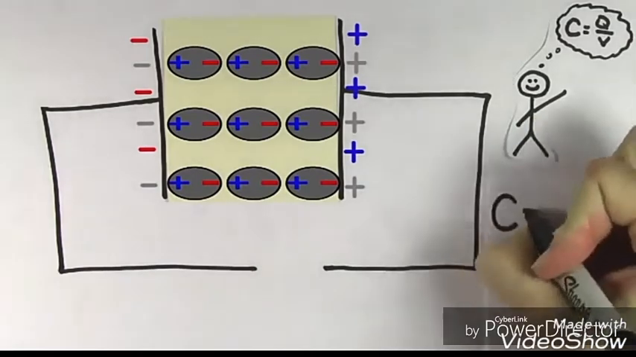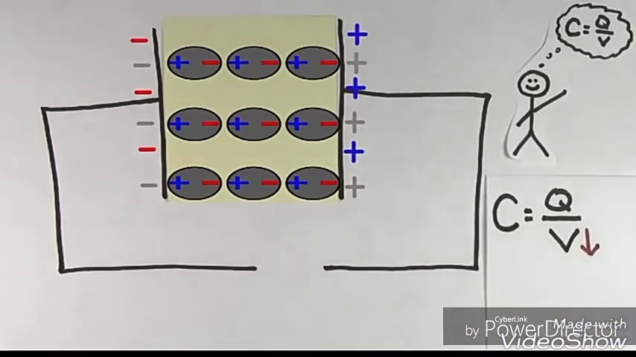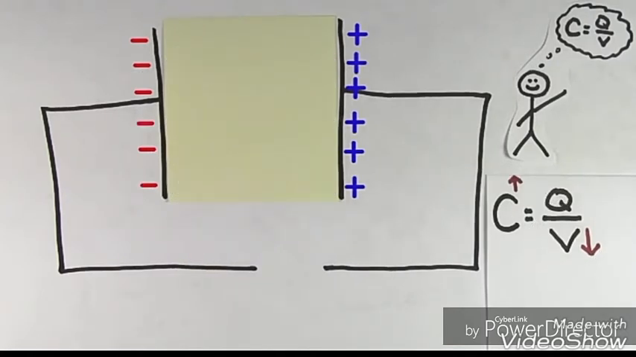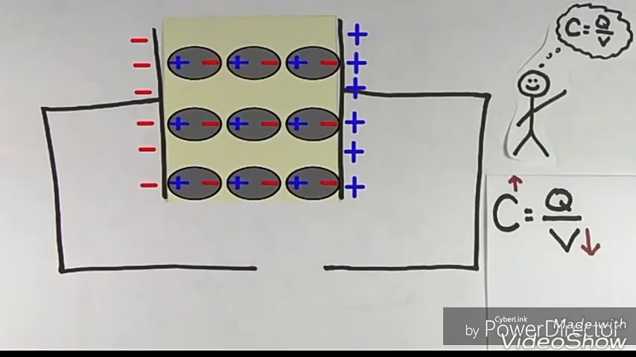Looking back at the definition of capacitance, the charge stays the same and the voltage decreases, so the capacitance is going to increase, because dividing by a smaller voltage will result in a larger value of capacitance. In this case, it will increase the capacitance by lowering the voltage.